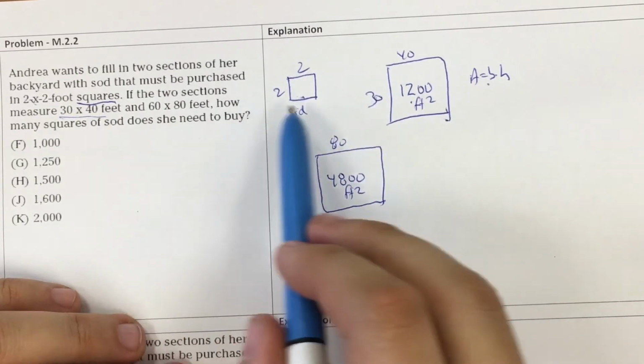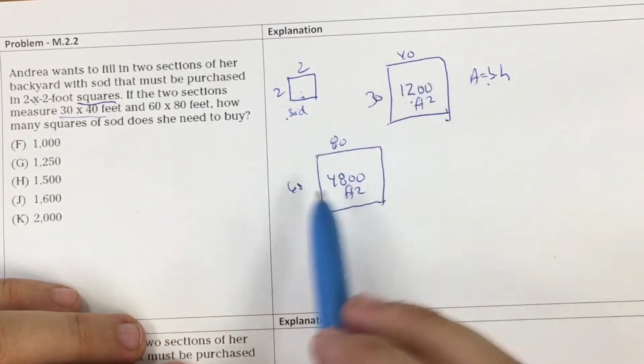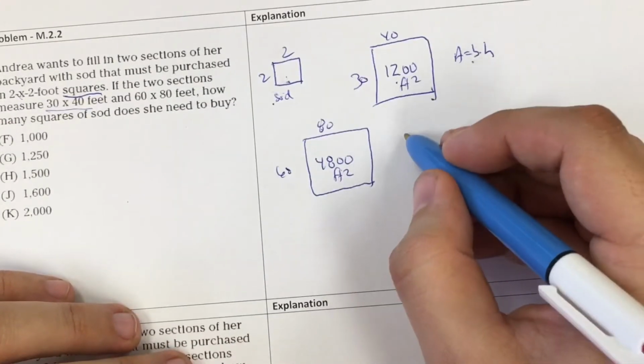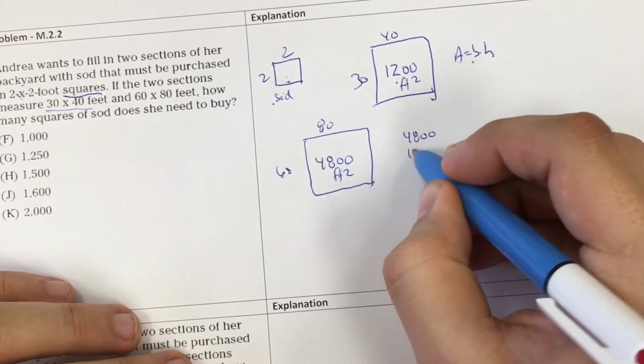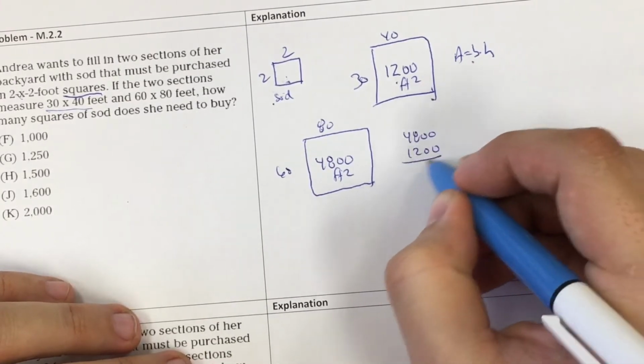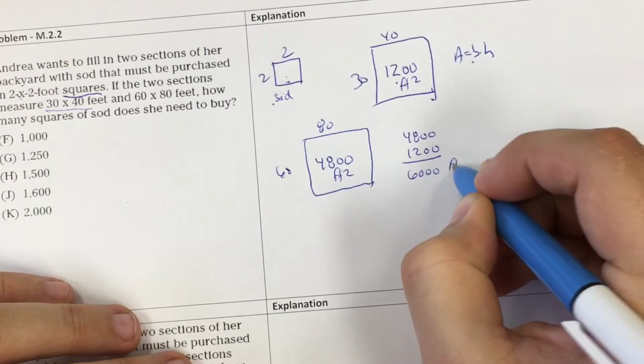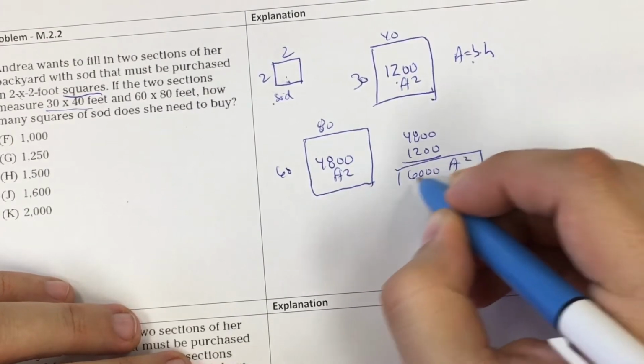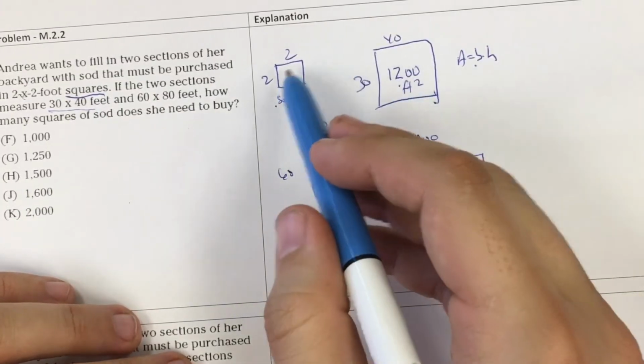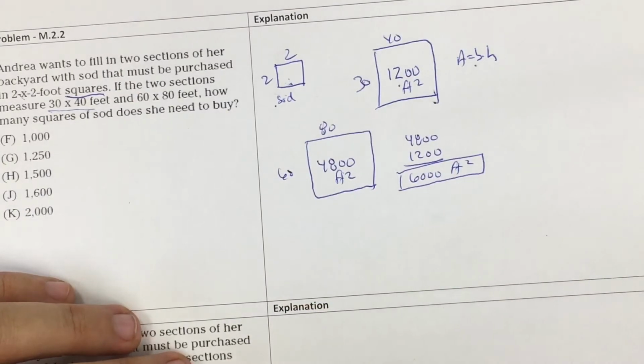And now it's asking how many of these does she need for both of them, so I'm going to add them together, and that's going to be 4,800 plus 1,200, and that's going to give us 6,000 square feet of yard that she needs to fill with this sod that she's going to buy, this grass she's going to buy from the store.